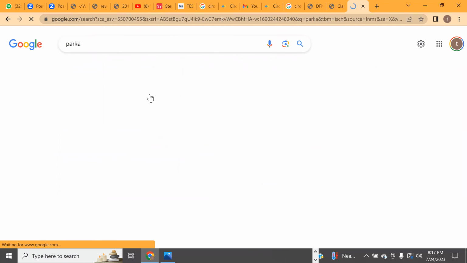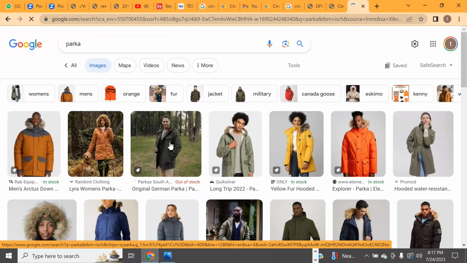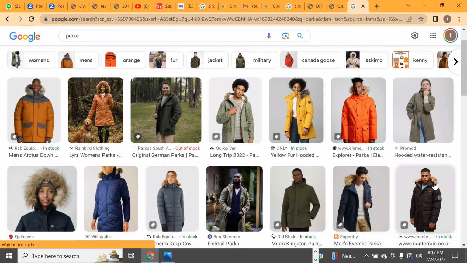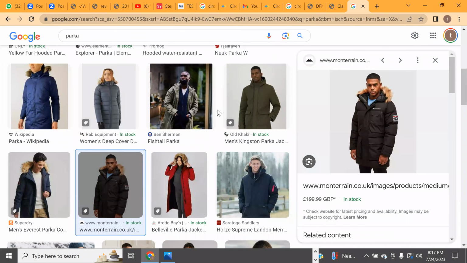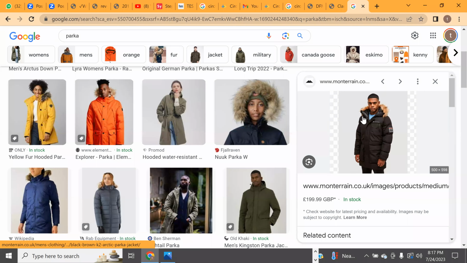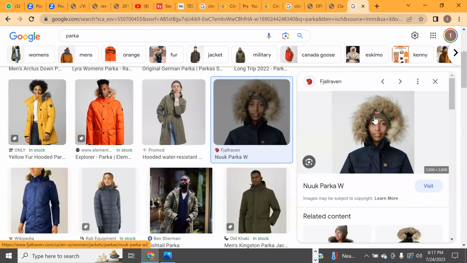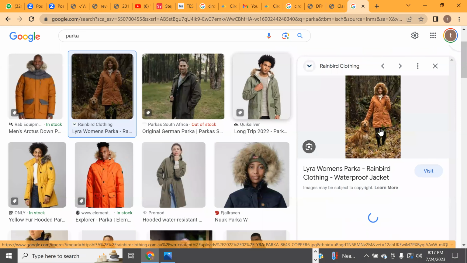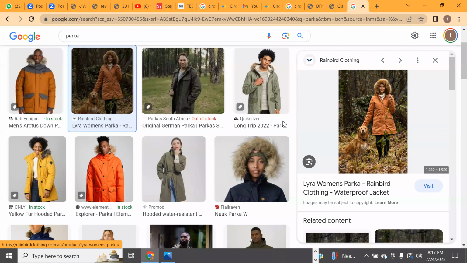So a Parker. Anyone have any of these in their closet? I do. Okay. You live in the Bahamas. Y'all live in the Bahamas and y'all have a Parker. I don't have that. This is a Parker. It's like winter clothes. All right. So this is a Parker, for your information.